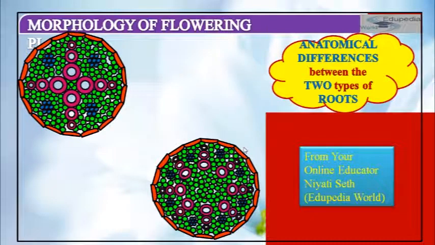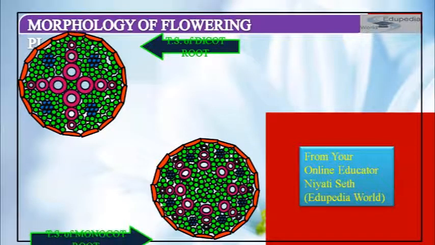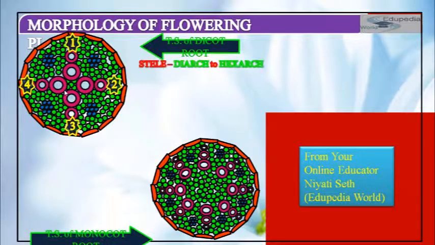Now, what's the anatomical difference between the two types of roots, students? So this is your dicot root transverse section. And this is the TS of the monocot root, students. Okay. So what's the anatomical difference? See, 1, 2, 3 and 4. Hence, stele is diarch to hexarch. Okay. So in dicot root, we have studied that stele could be from diarch to hexarch. Diarch means 2, hexarch means 6. Okay. So 1, 2, 3 and 4.